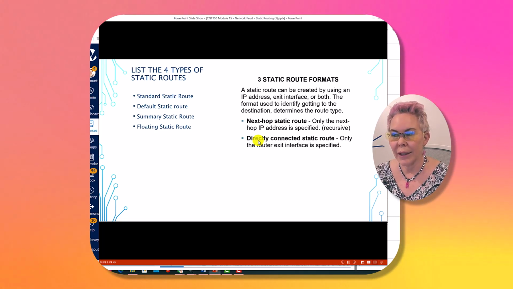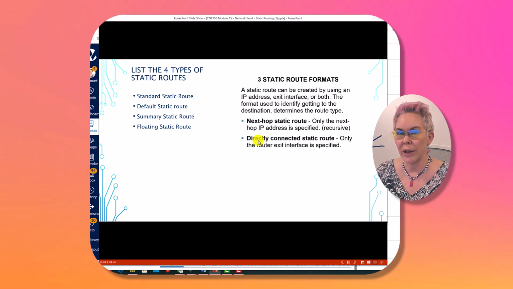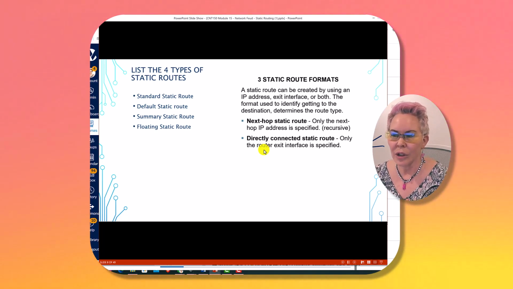A directly connected static route is also called an exit interface static route. This is when we're writing the route statement using the exit interface, so we're not using the next hop address. Instead, we're using the exit interface. I actually prefer this one over the next hop static route. I think it is a little bit easier to understand when you're looking at route statements.